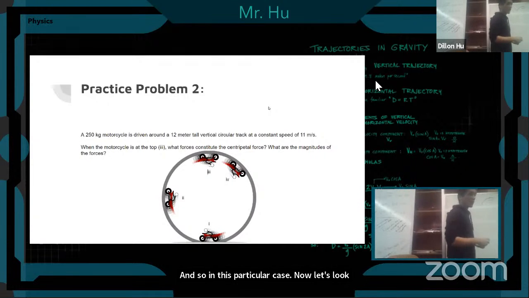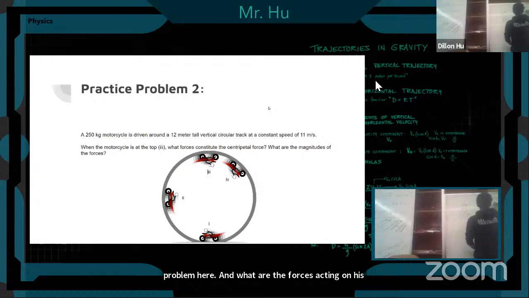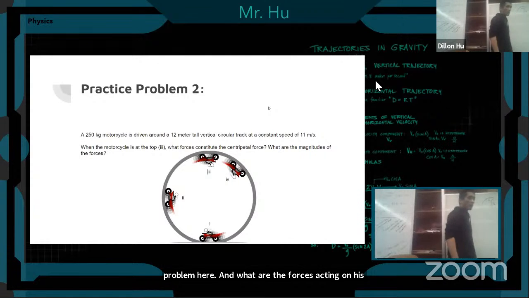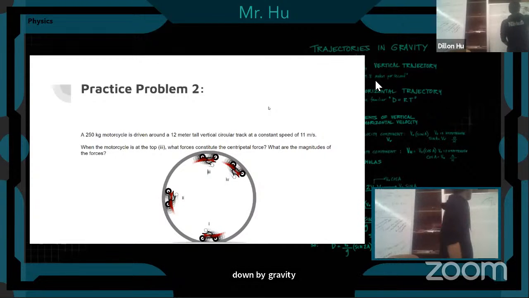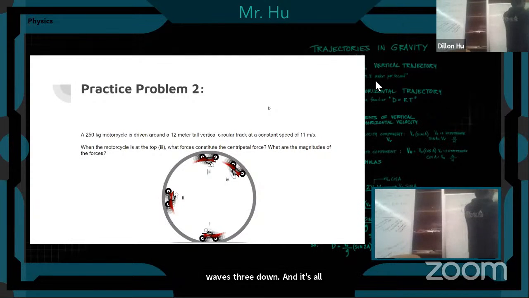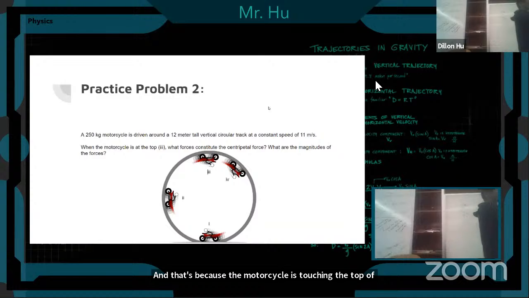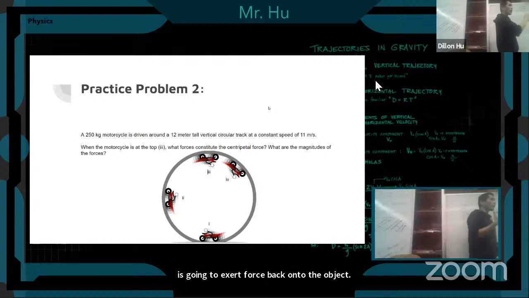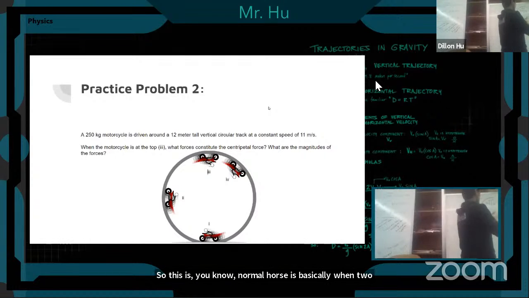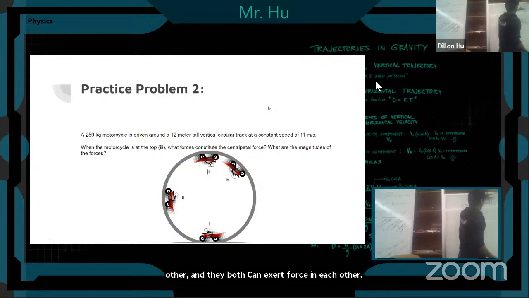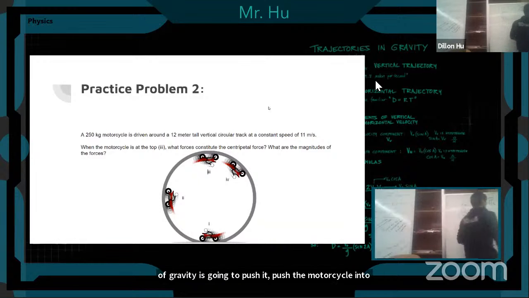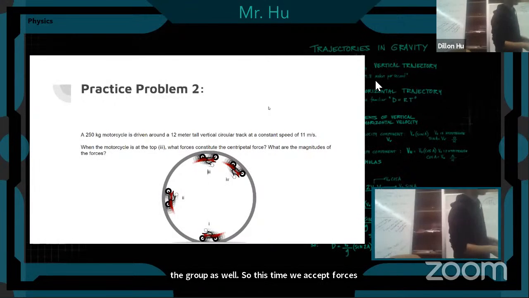What are the forces acting on this motorcycle? So this time the motorcycle is being pulled down by gravity, going straight down, and it's also being pulled down by the normal force. And that's because the motorcycle is touching the top of the loop. If something is touching the top of the loop, the loop itself is going to exert a force back onto the object. The normal force is basically when two objects are in contact with each other, and they're both going to exert a force on each other. So the normal force is going to push the motorcycle into the loop, and the force of gravity is going to push the motorcycle into the loop as well. So this time we actually have two forces contributing to our centripetal force. And the sum of these contributions will equal 5,041.